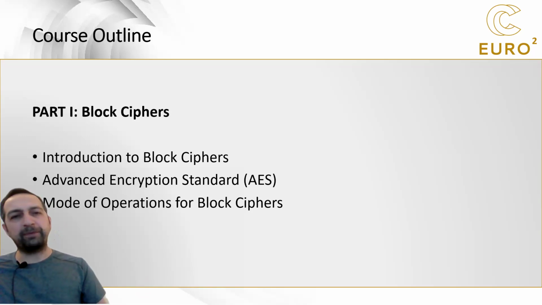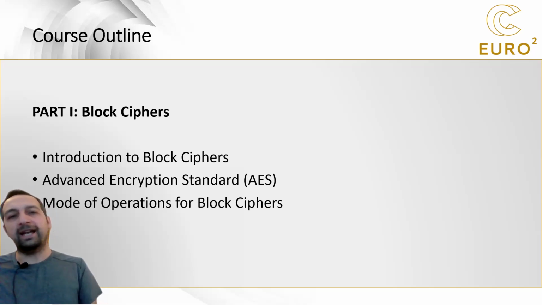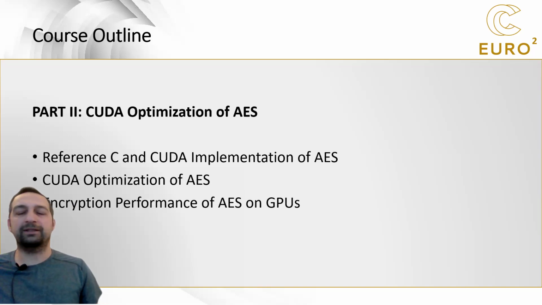In the first part, I will try to teach everything that we need in theory. I will talk about block ciphers, then I will talk about the Advanced Encryption Standard, shortened as AES. Every block cipher requires a mode of operation, so we will talk about modes of operation for block ciphers. In the second part, with this knowledge, we will first implement our algorithm, the Advanced Encryption Standard, in C and CUDA. These will be reference implementations, but then we will optimize it with CUDA and check the encryption performance of our implementation, which will actually be a world record.